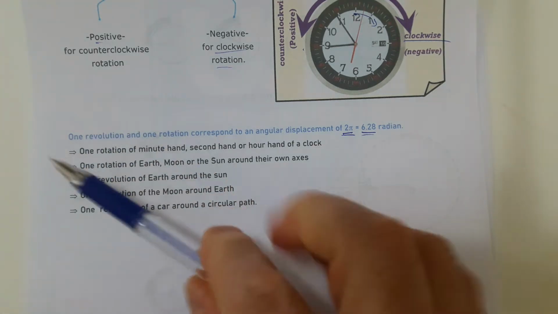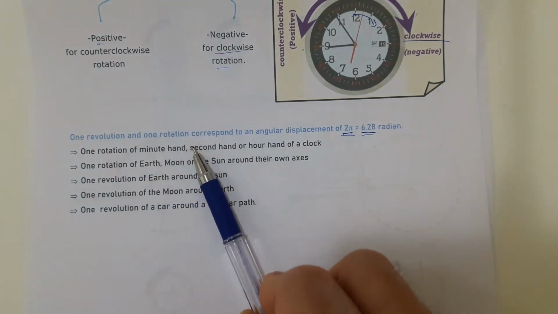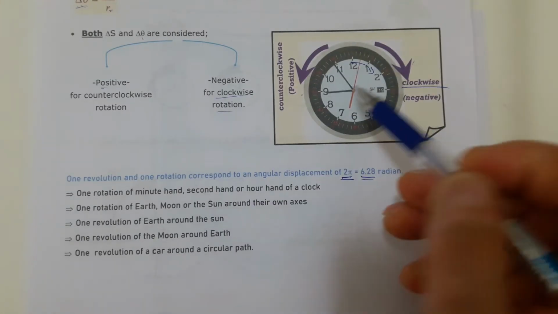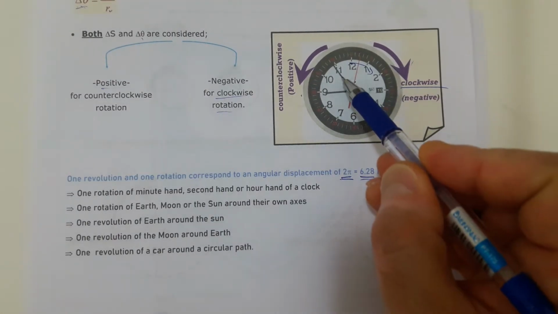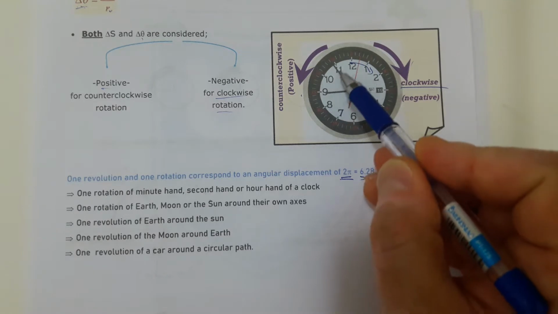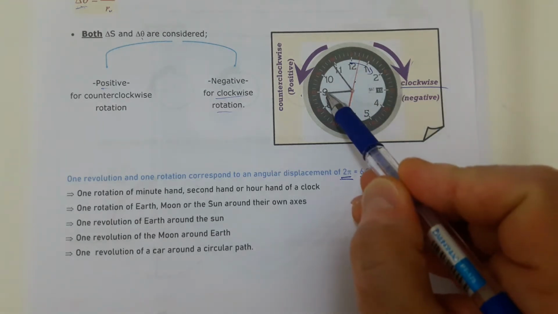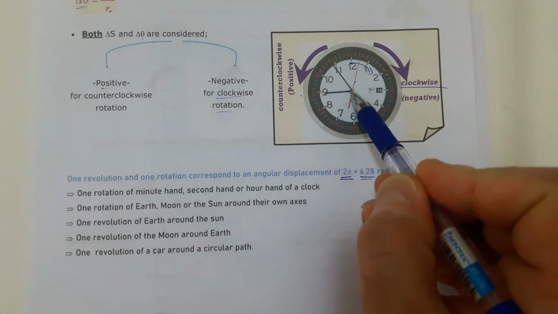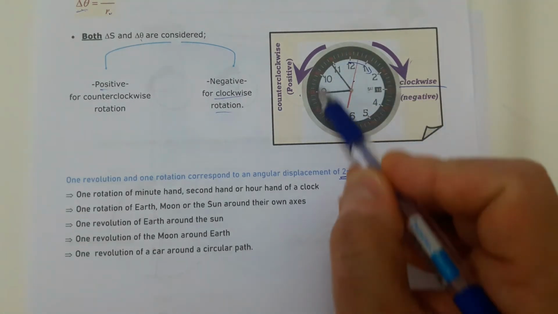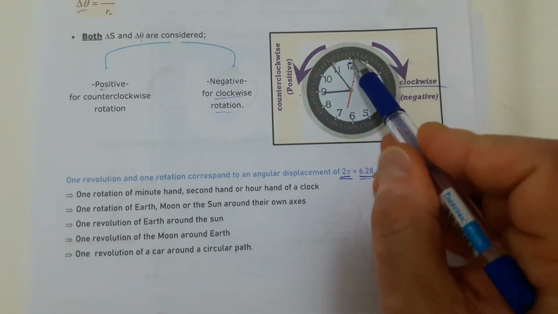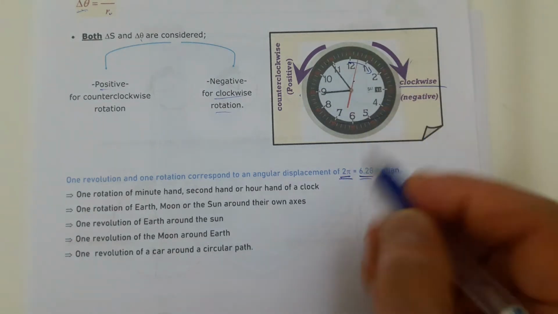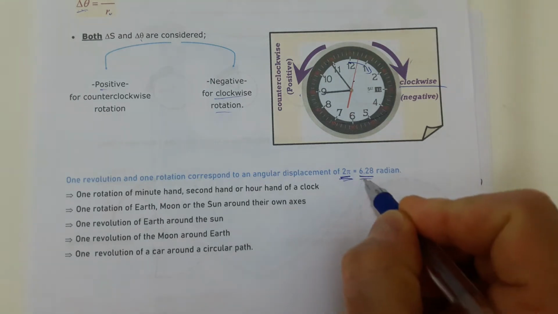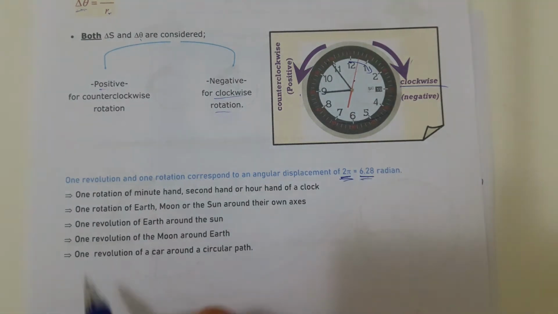Like what? One rotation of the minute hand, second hand, and hour hand of a clock, like this. So they rotate one rotation, for example, from 9 to 9 for the hour hand, or from 11 to 11 for the minute hand, from 12 to 12 for the second hand. All have the same angular displacement, which is 2 pi radians, 6.28 radians.